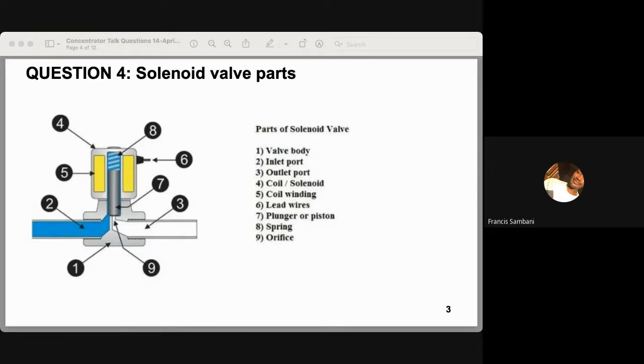The coil itself has a resistance, and the resistance is specific for each solenoid valve depending on the number of turns of the wire in the coil. This means that different solenoid valves for different oxygen concentrators will have different coil resistance. So the valves for the ASAP will have different resistances. Even the valves in the ASAP themselves will have different resistances: the feed valves, the waste valves, and the equalizer valve.